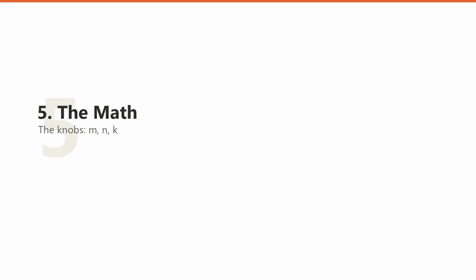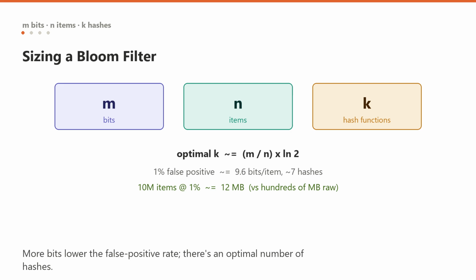Concept 5, the math. You don't need to derive it, but knowing the knobs makes you sound senior. 3 numbers control a Bloom filter. M, the number of bits. N, the number of elements you'll insert. And K, the number of hash functions. The false positive rate goes up as you add more elements, and down as you add more bits.